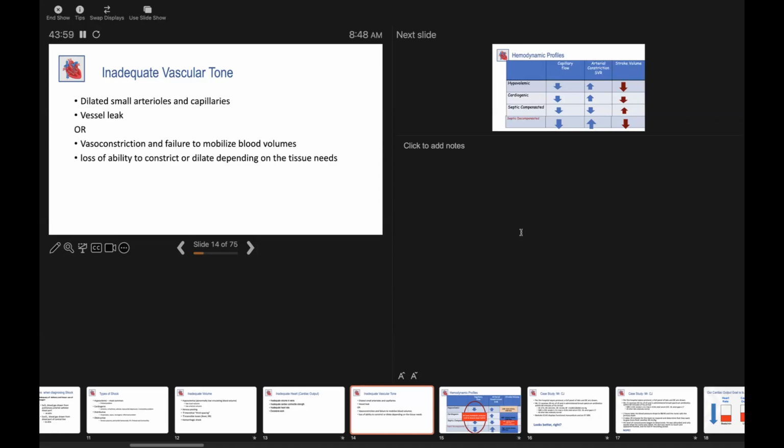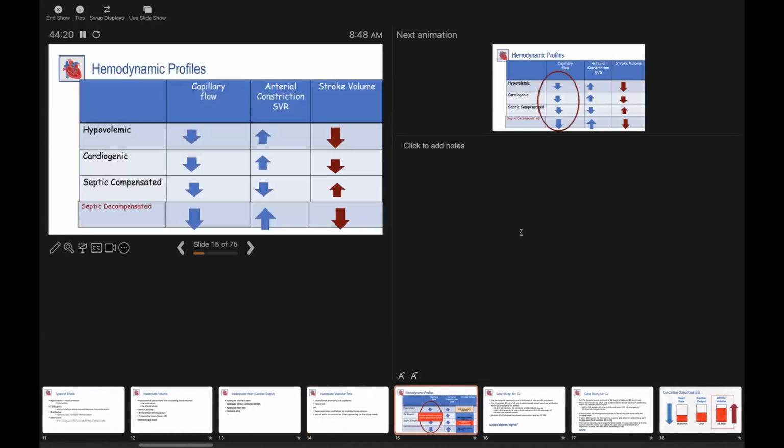Okay. But the other form is, of course, severe metabolic acidosis. Metabolic acidosis, typically with a pH of less than 7.25, will actually promote vasodilation and resistance to catecholamines. So very, very, very important.